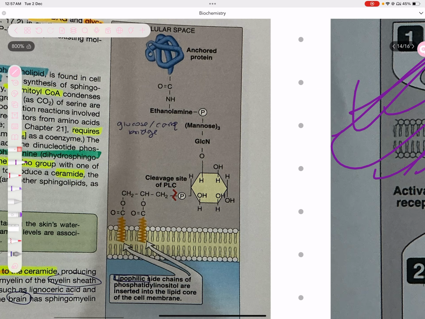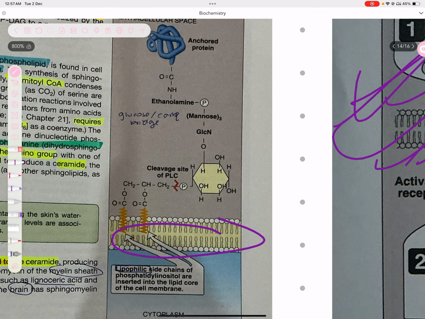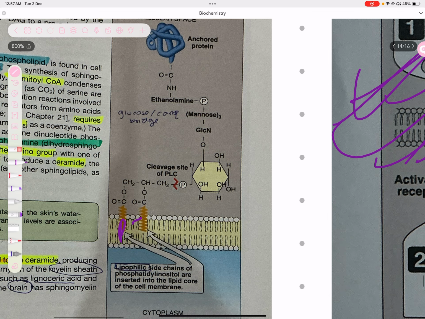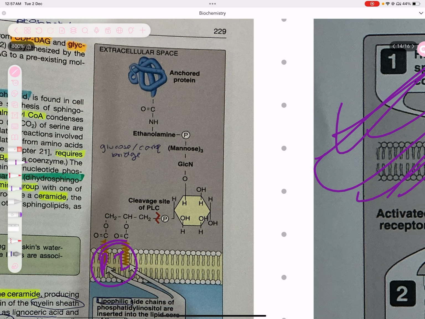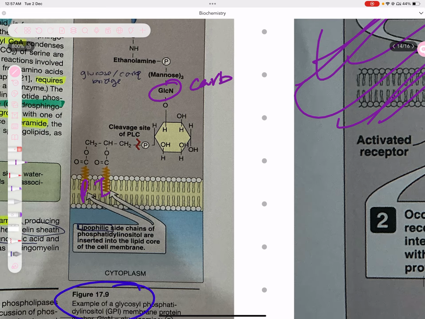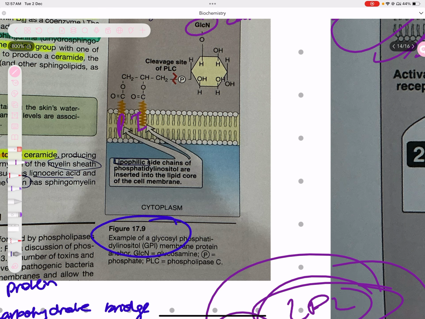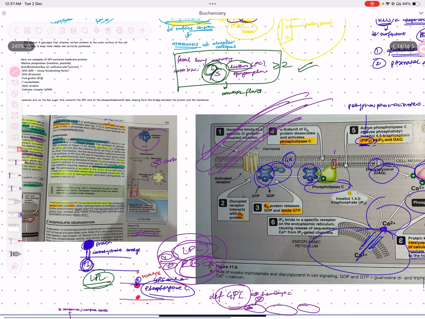But we're not just done. I thought we were done, but I think I just forgot this diagram. Very important: you can see this is your cell membrane. This is the lipophilic side. Chains of phosphatidyl inositol are inserted into the lipid core of the cell. So this is your phosphatidyl inositol, which is embedded in the cellular membrane. Then I told you there's a glucose bridge, right? So this is your carbohydrate bridge that is helping to anchor a protein. This is the anchored protein. Now this bridge is made up of glucosamine. See, glucosamine is the bridge right here that is helping to anchor the protein.